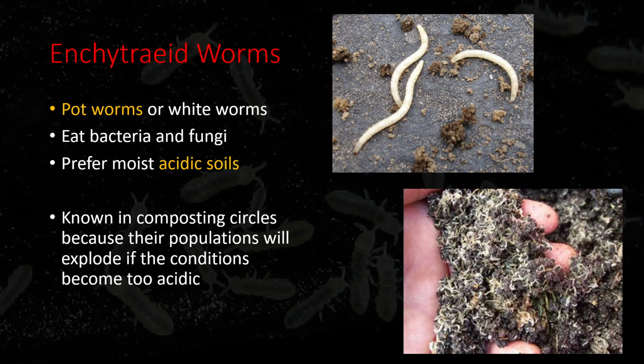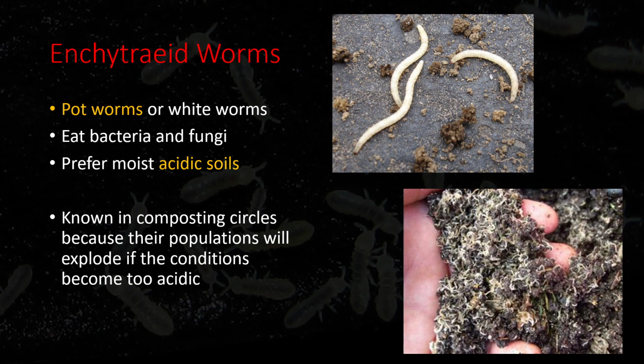And then our next mesofauna are enchytraeid worms, or potworms, or white worms. These guys eat bacteria and fungus. They like acidic soils, wet acidic soils. So we do see them in the forests, but they're really common in composting. If your compost becomes too acidic, you will see a lot of these worms.